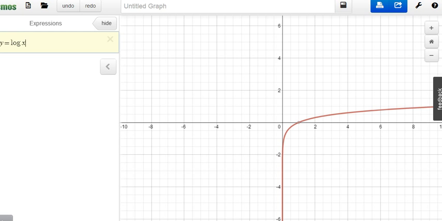It's got a nice scale on it. We can see that we have, what do we have? An x-intercept of 1. Is there a y-intercept? What do you think is happening down here?